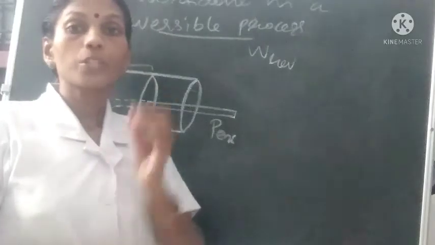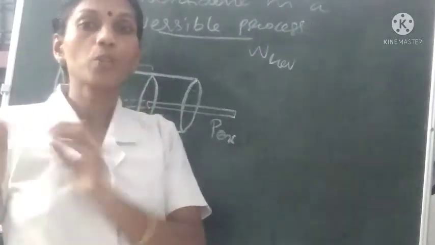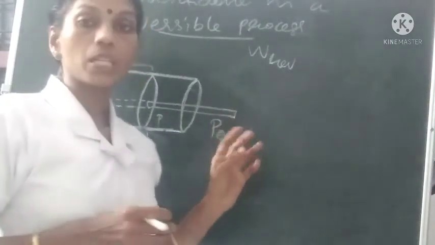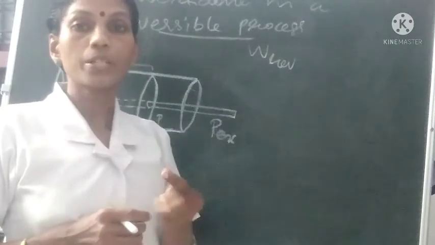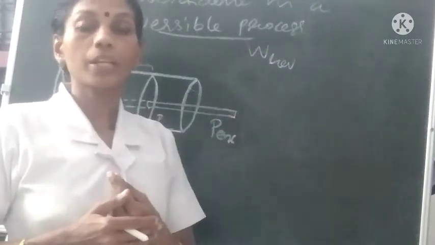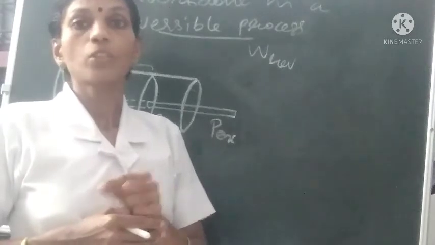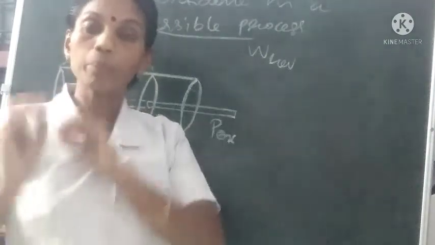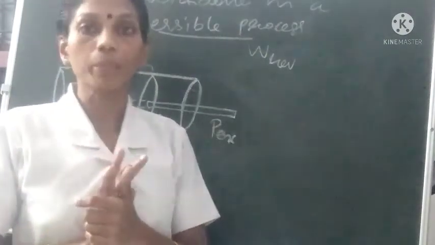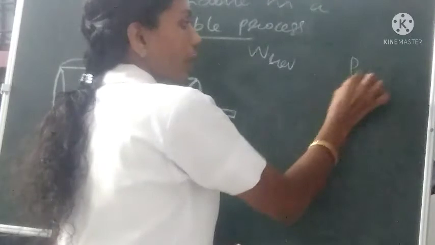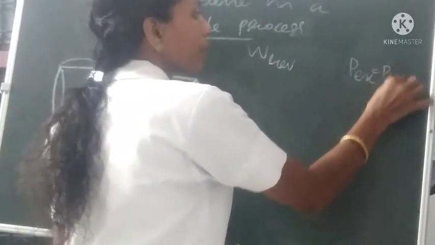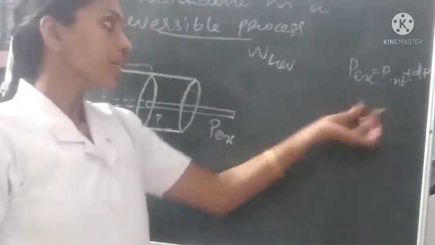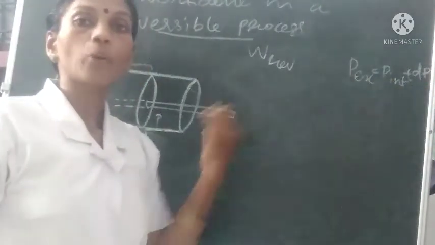Now suppose the piston is moving in an infinite number of small steps. At that condition, the external pressure P external will be greater than the internal pressure by a small amount that we can represent as dP. So in each small step, the external pressure will be greater than the internal pressure by a small amount dP. So we can write P external equals P internal plus dP. In each step, this much pressure is applied on the piston.